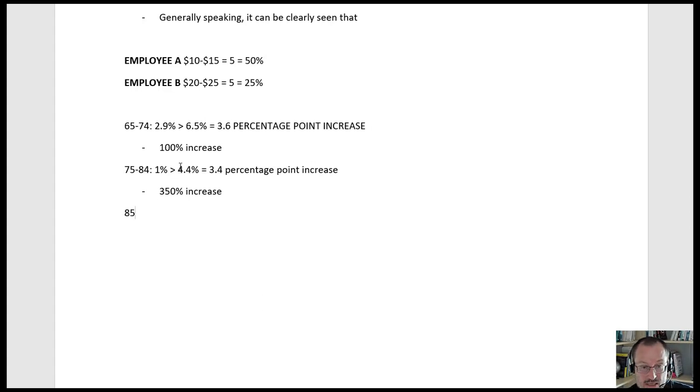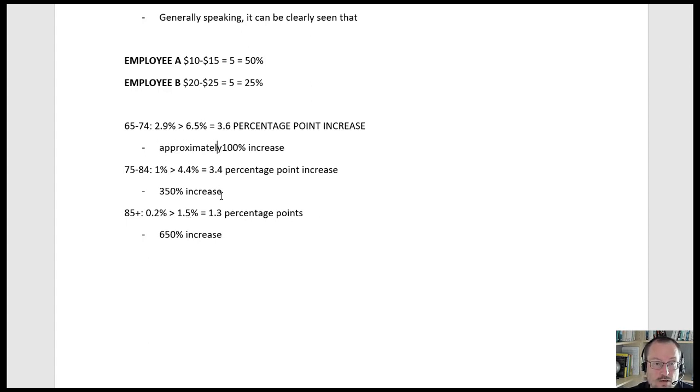And finally, for those 85 and over, they went from 0.2% of the population to 1.5%. Okay, so that's 1.3 percentage points difference. Okay, it seems really, really small. But proportionately, this is a 650% increase. Okay, so this, right? And we're going to use, in this case, this is a precise number because it's a nice round number.